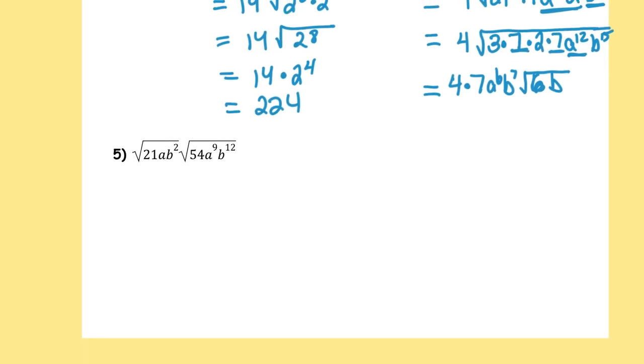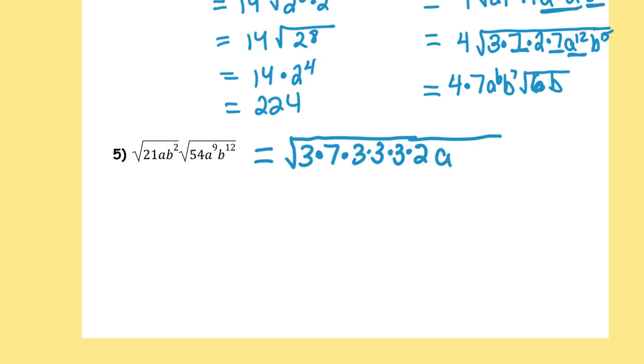Taking a look at the last one. Let's go ahead and break it down as we put it in there. 21. Tell me the numbers. Okay. 54. What would 9 be? 3 times 3. What's 6? 3 and 2. Then how many A's do we have? Plus 10 A's. How many B's do we have?